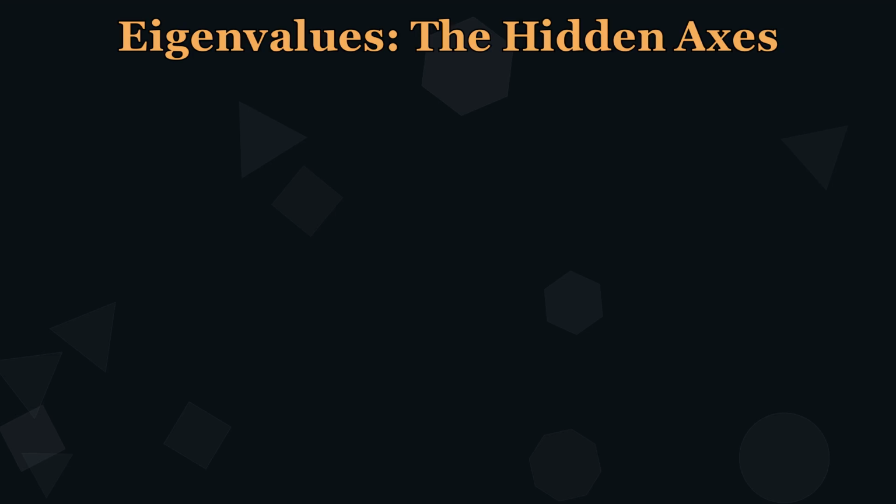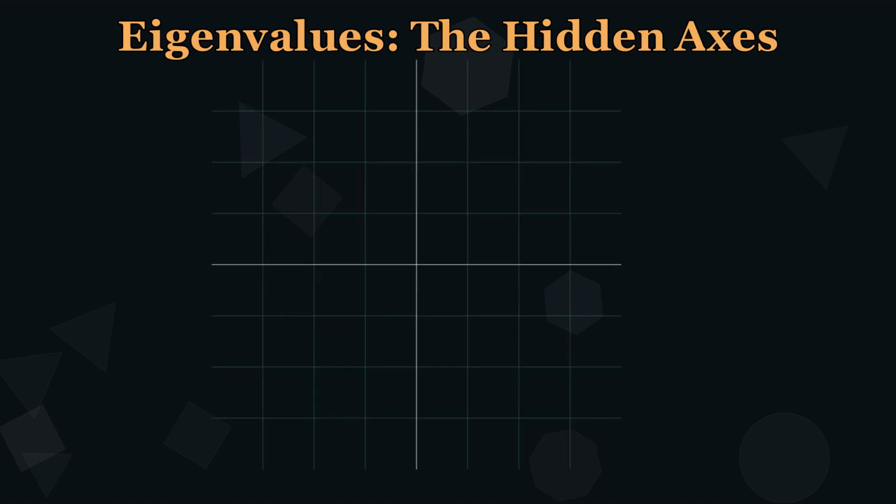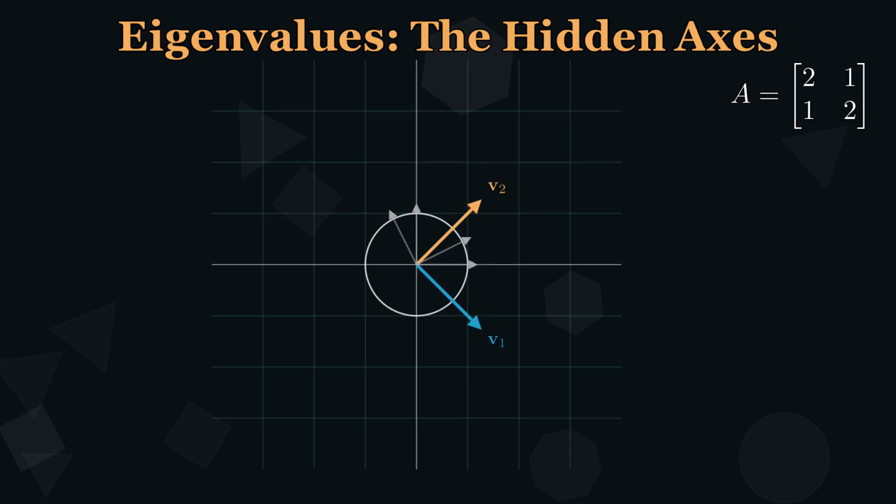In episode 1, we learned that matrices are linear transformations. They move every point in space all at once. Now take this matrix A, 2, 1, 1, 2. It's symmetric. Here's a unit circle, every point at distance 1 from the origin. And these colored arrows are two special directions we'll discover in a moment. Now watch what happens when we apply this transformation.